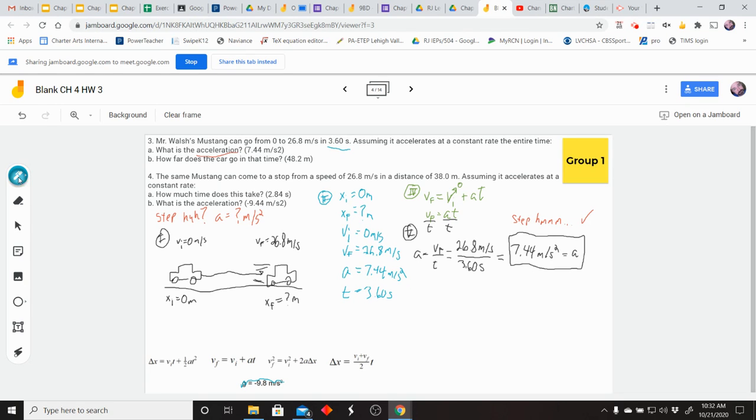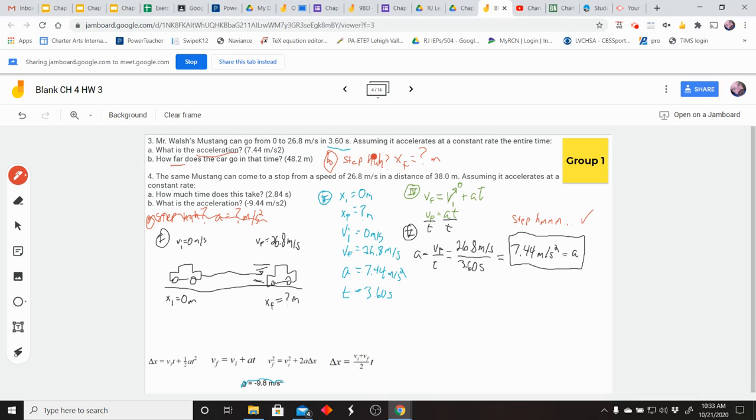I guess to be good, I should do step 1 for part B. So part B, step 1: how far does the car go in that time? Far. We're looking for delta x, but really x final. So x final is equal to question mark meters. Okay, so yeah, like I was saying, that was part A's step, I'll get rid of that.